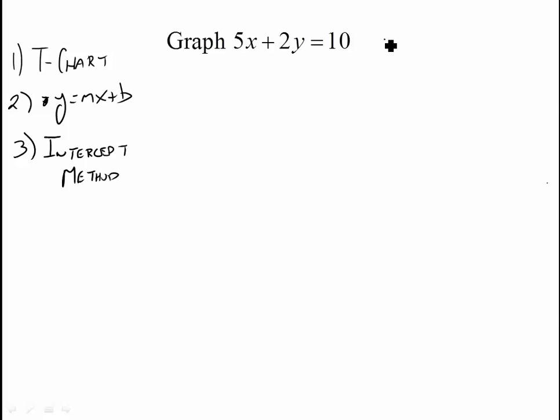And this is standard form because x and y are on the same side, is a way to think about it. Notice in slope-intercept form, it's y equals. Standard form, they're together.